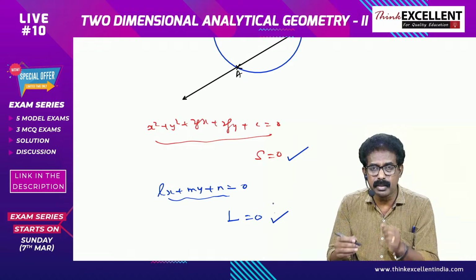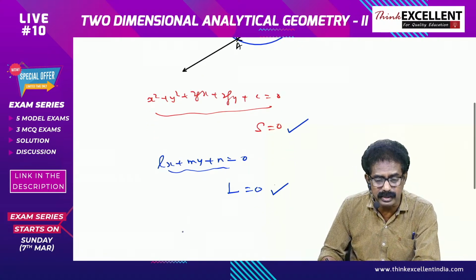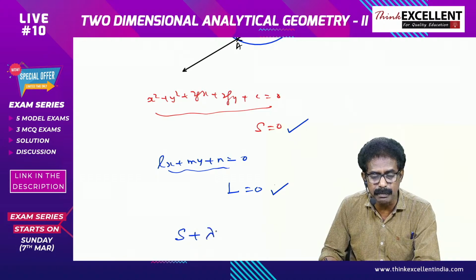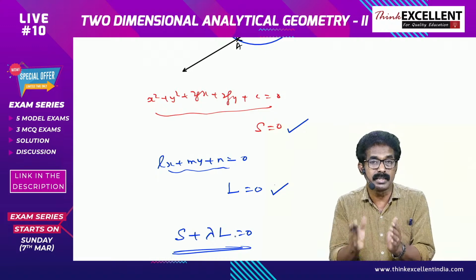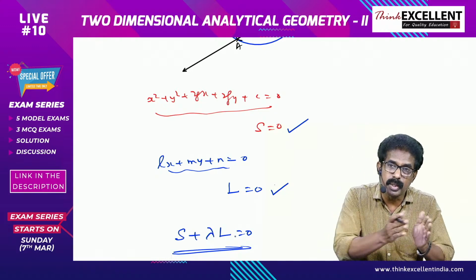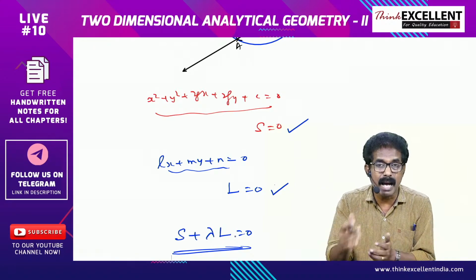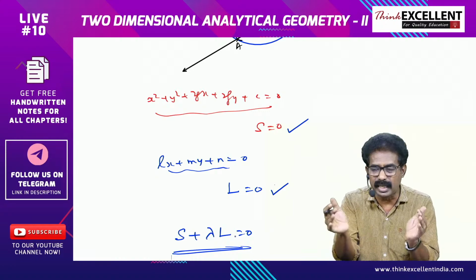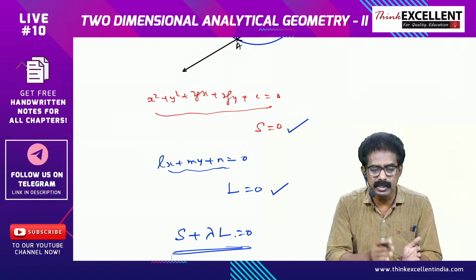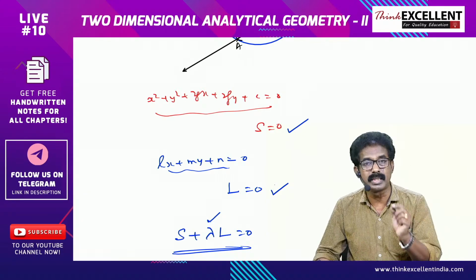When they intersect you are getting 2 points. The equation of the circle passing through the 2 points is S plus lambda L equal to 0. Remember it like this: S plus lambda L. What is S? The entire left side of the circle's equation. Plus lambda into L. What is L? In the line equation, the right side is 0, and the entire left side is L. S plus lambda L equals 0. This is your answer. One unknown; what is unknown here? Lambda.